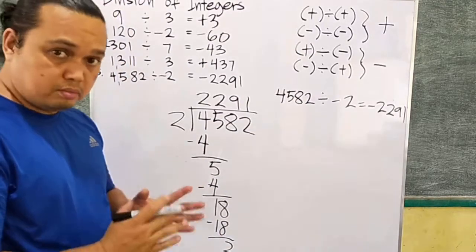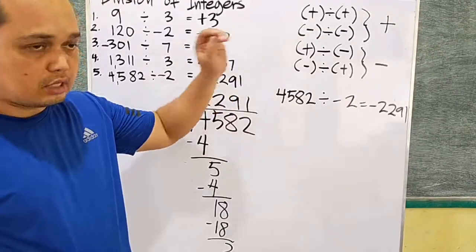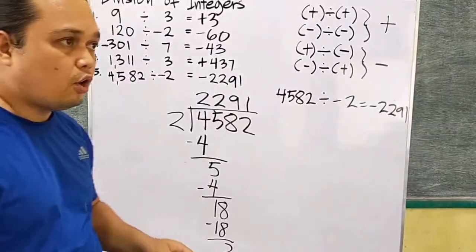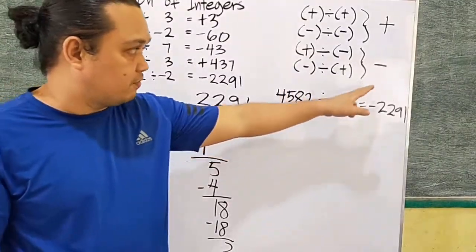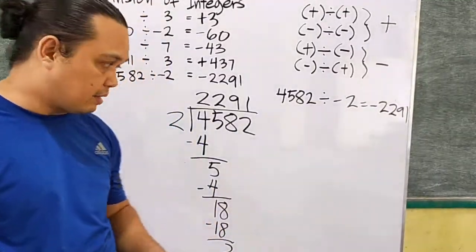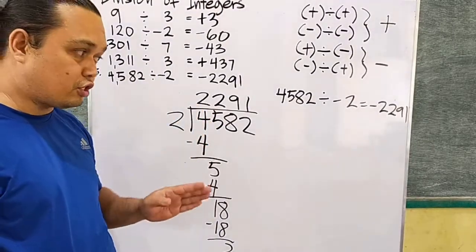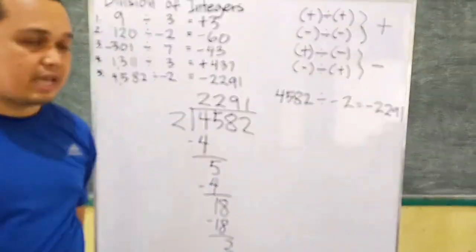Okay? And that's how we divide integers. Just remember the rule. The quotient of like integers is a positive integer, while the quotient of unlike integers is a negative integer. Okay? Just divide the integers just like whole numbers, and follow the rule in getting their sign.